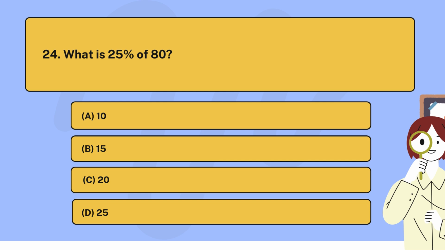Question 24. What is 25% of 80? A. 10, B. 15, C. 20, D. 25.